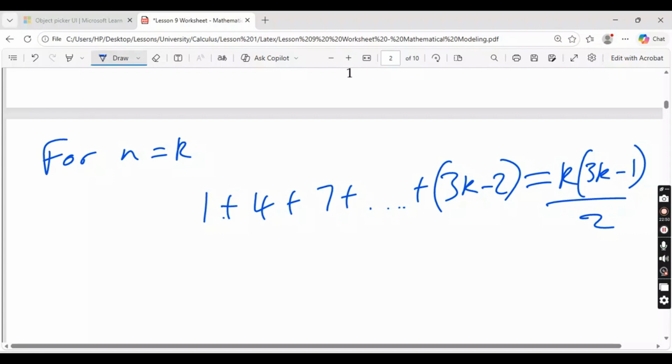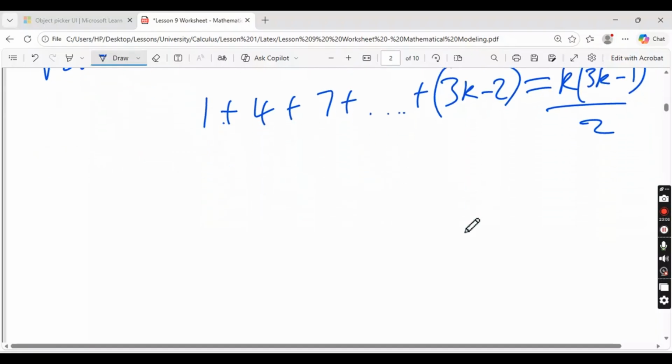Okay, so once we do this, we are already done with step 2. So step 2, you just write it and replace n is equal to k, then you are done with step 2. Now we go to step 3. So what is step 3? Prove for n equals k plus 1.